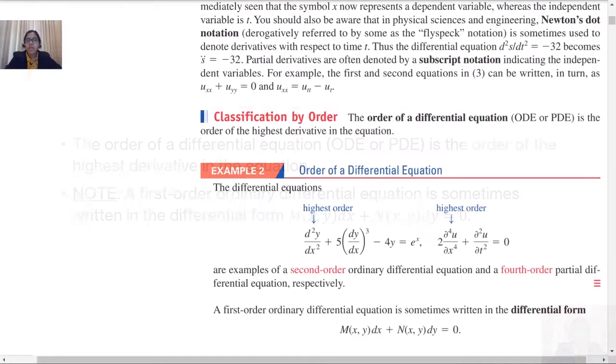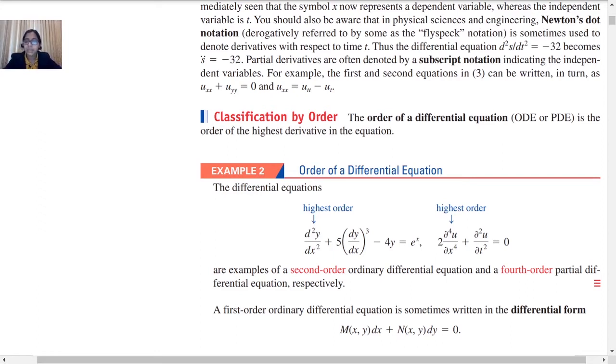That is example 2. The differential equations are given to us. They are like d square y by dx square plus 5 into (dy by dx) cube minus 4y equal to e raised to x. So what will be the order? Never get confused with it. What is the order? It is the order of the highest derivative. Okay, so don't get confused with 2 and 3. 3 is not the order.